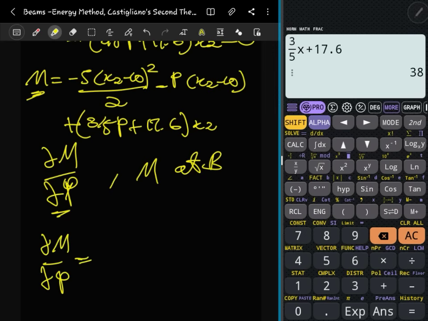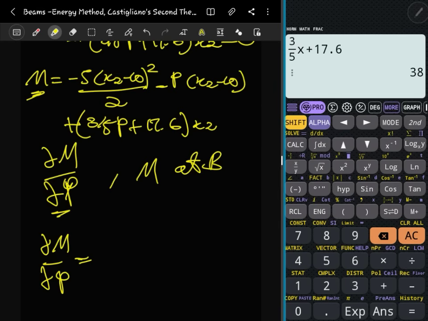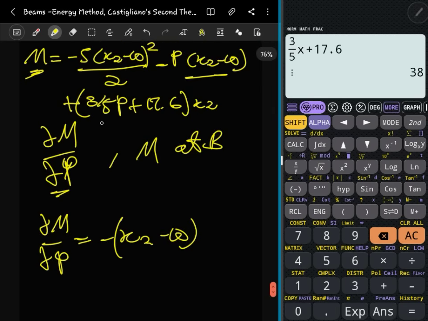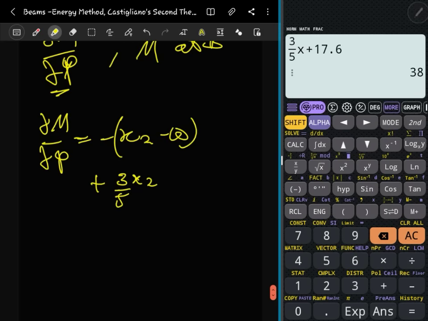There's a p here, right? There's a p here, so we end up getting minus x, right? Yeah, so we have a minus x here, not just any x, minus x2, right, minus 10, because this whole thing is multiplying the p, right? And then come to this portion, we have a plus, right? So we end up getting 3 on 5 x2. So this is the only thing we have, right?